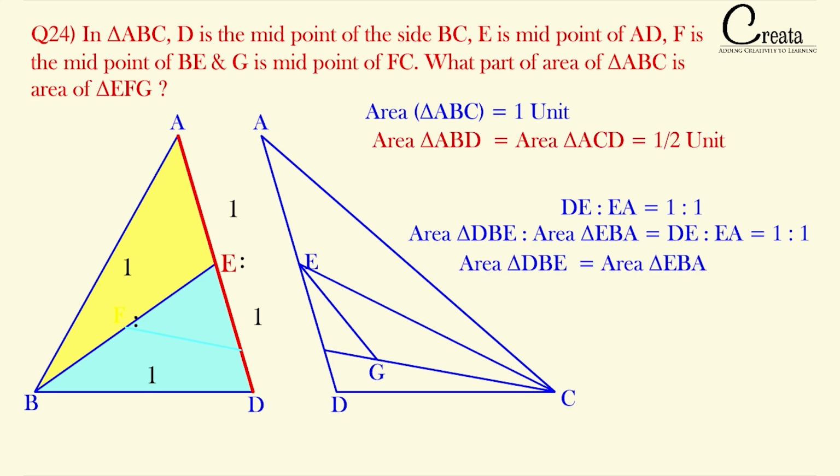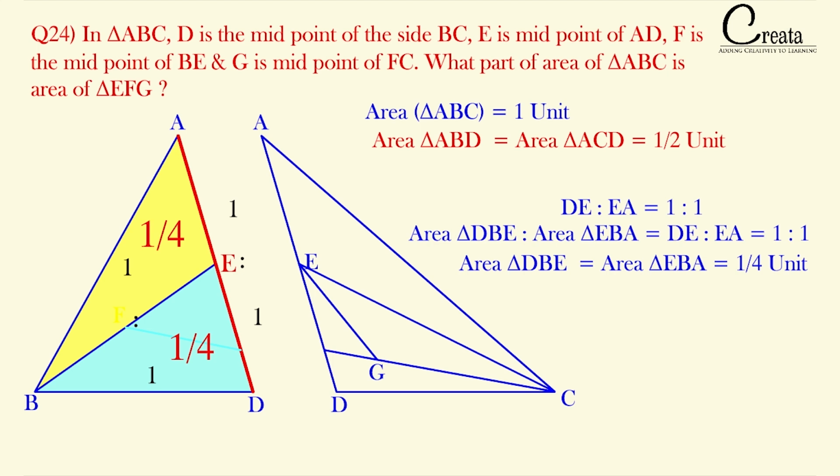And just now we have seen the area of triangle ABD is half unit. Okay, we have assumed area of complete triangle as 1 unit and area of triangle ABD as half unit. And further, we have to divide this half unit into two equal parts. So we got area of both of these triangles as 1/4 unit. We have divided the half unit into two parts, that is 1/4 and 1/4.